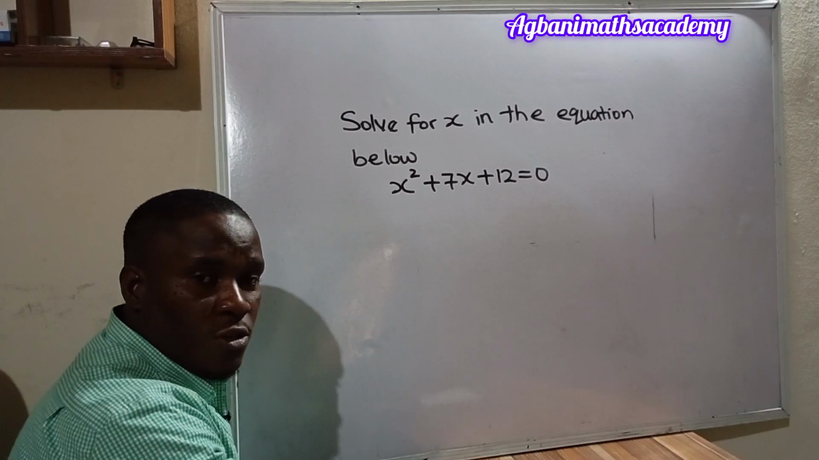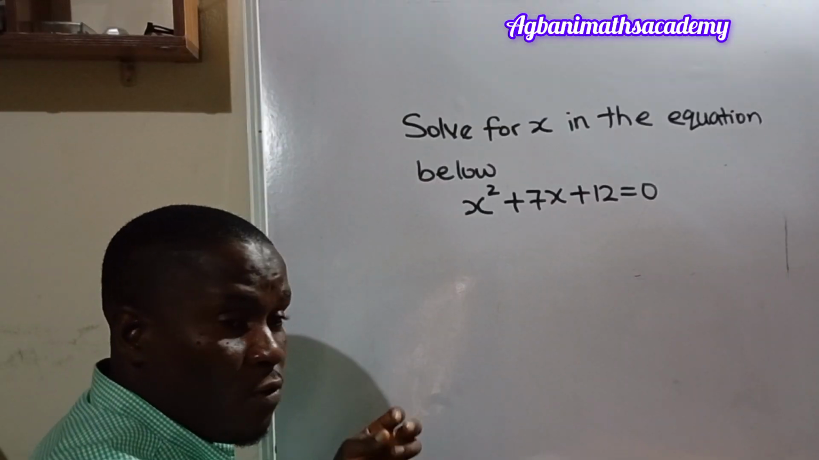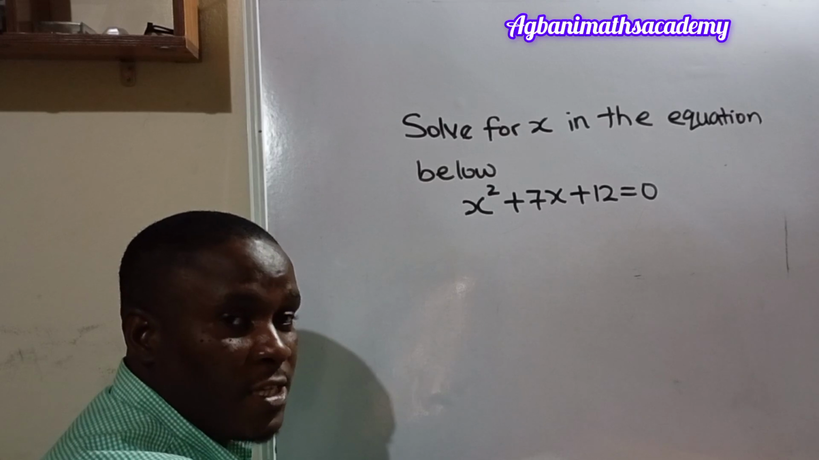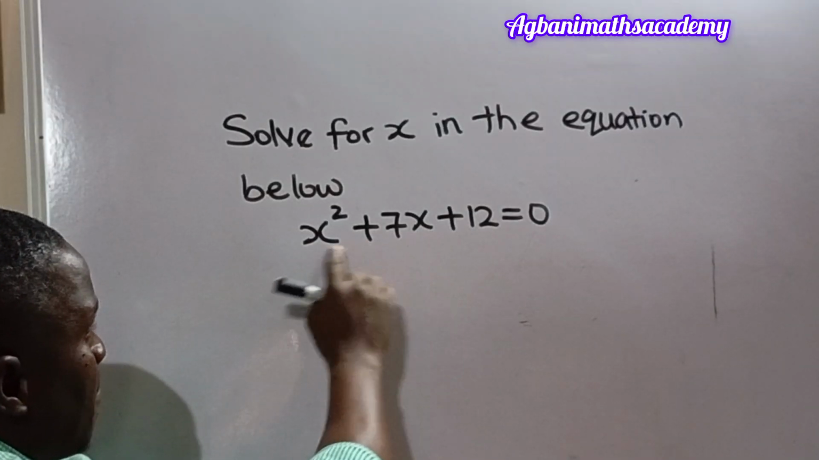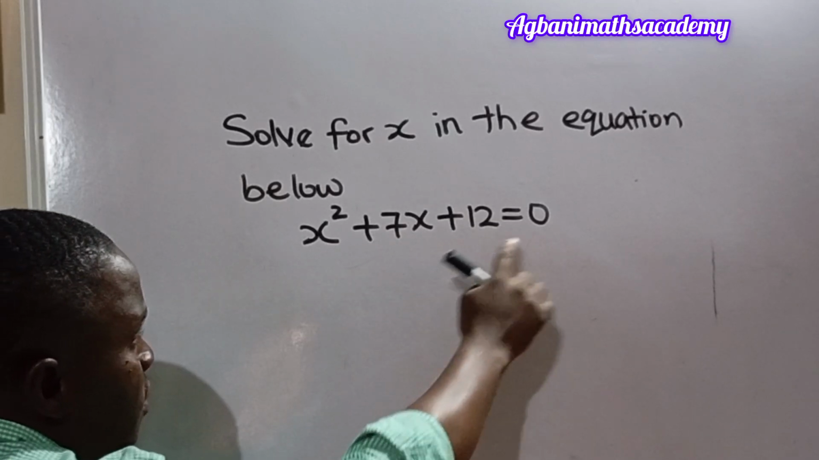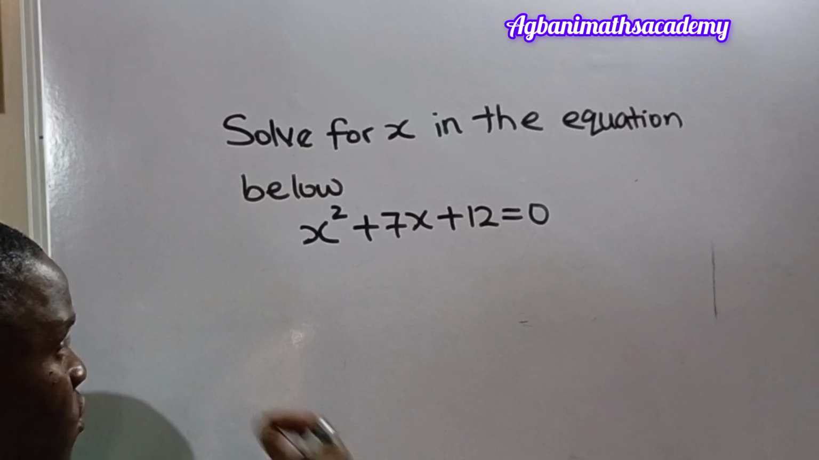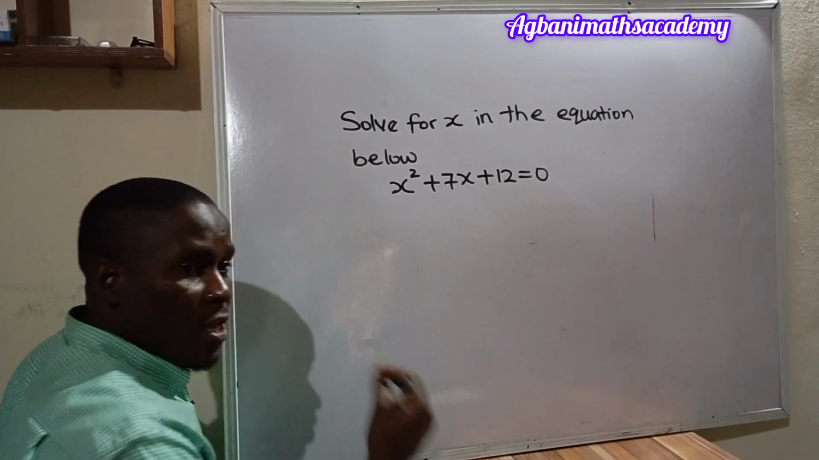This is a quadratic equation. There are different methods of solving quadratic equations, but in this video we are going to use the factor method in solving for the value of x in this particular equation. Solving for x means finding the value of x that makes this entire left side of the equation equal to 0. This means when we find the values of x, those values will make this entire side of the equation equal to 0.